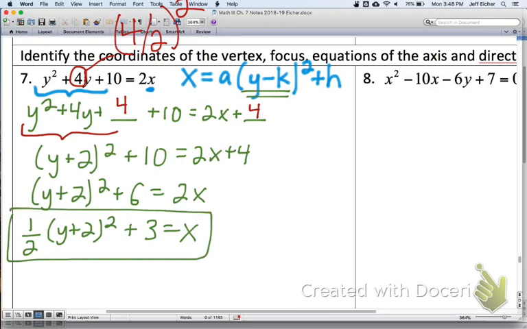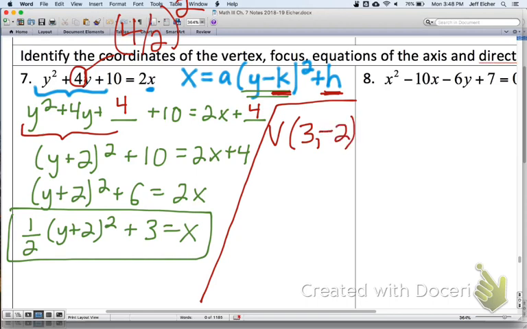Let's see if we can list everything. Our vertex would be h, k in that order. So our vertex would be h comma k, that would be 3, comma, the opposite of that, so 3 comma negative 2.